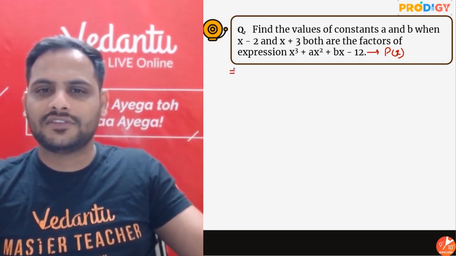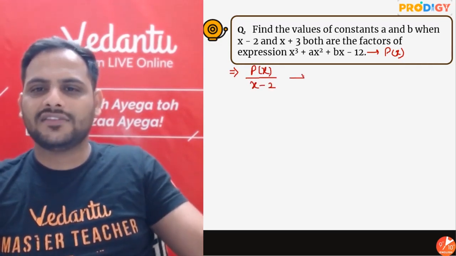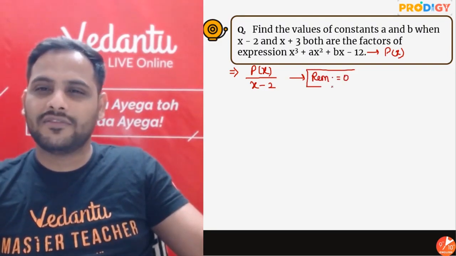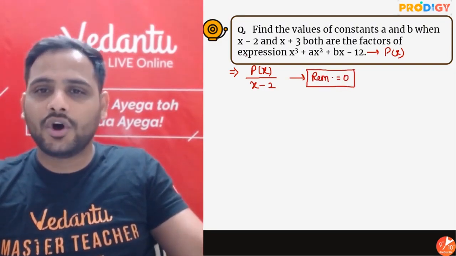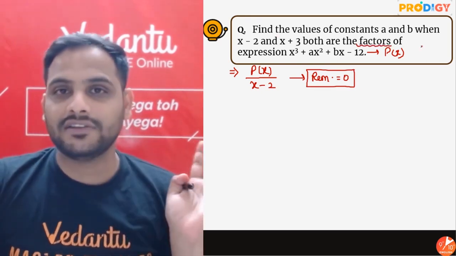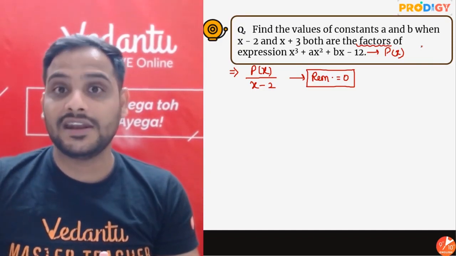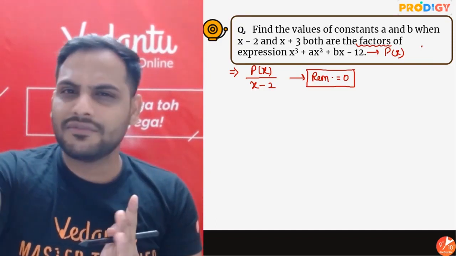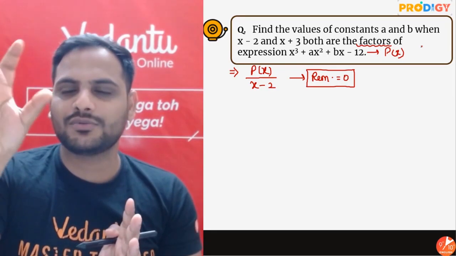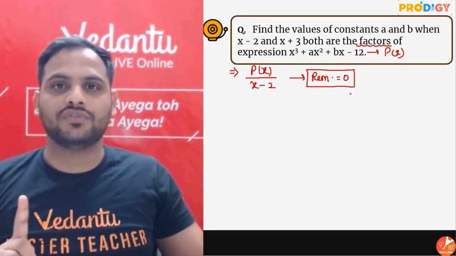So the very first thing, I can say, since p of x when divided by x minus 2, definitely remainder will be equal to 0. And why can I say that? Because they are the factors. If they would not have given in the question that these are the factors, I would not say that. Remainder can be anything in that case. But since it is given very clearly that x minus 2 and x plus 3 are factors, I am writing remainder equal to 0.